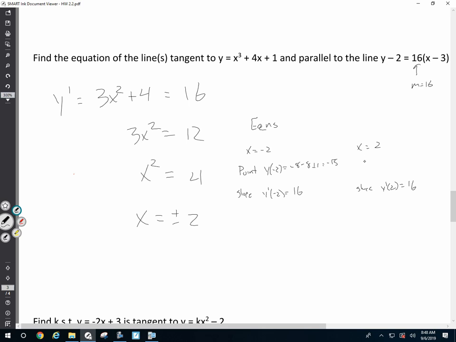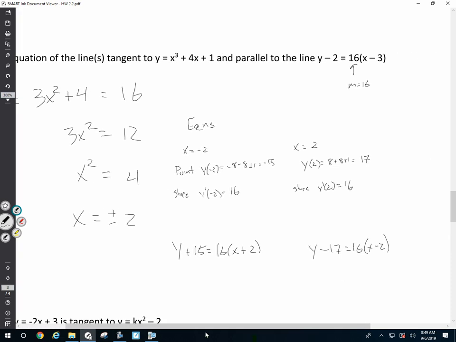And then at 2, I get 8 plus 8 plus 1, 17. Giving me my equations, y plus 15 equals 16, x plus 2, and y minus 17 equals 16, x minus 2.